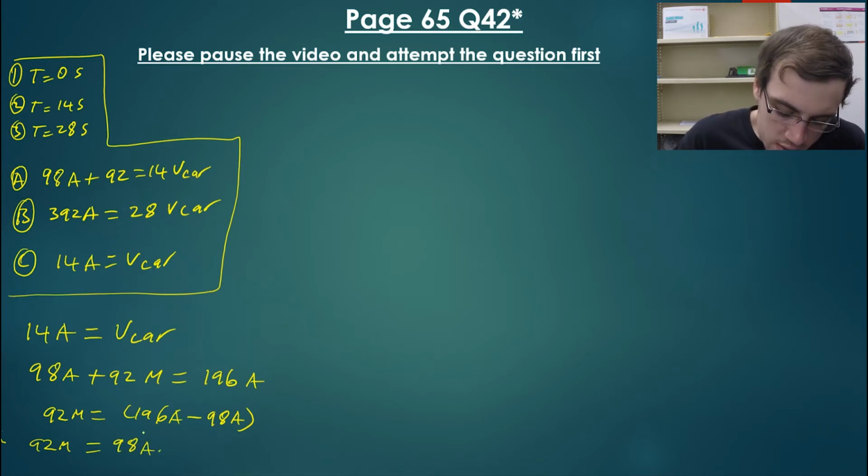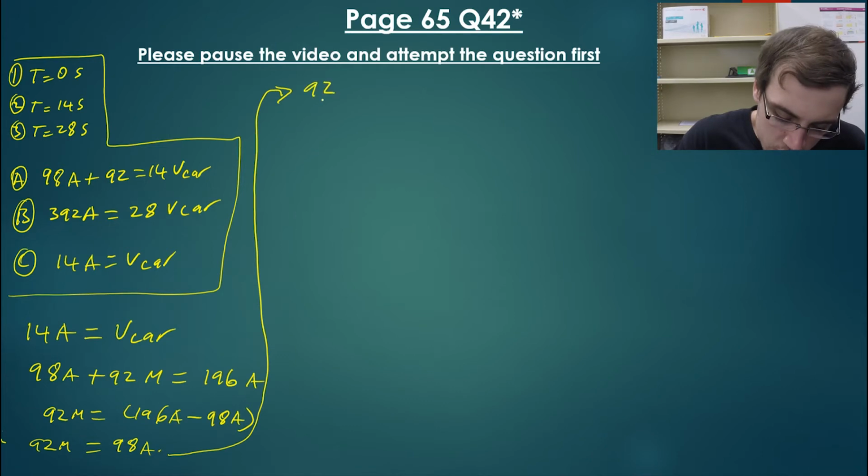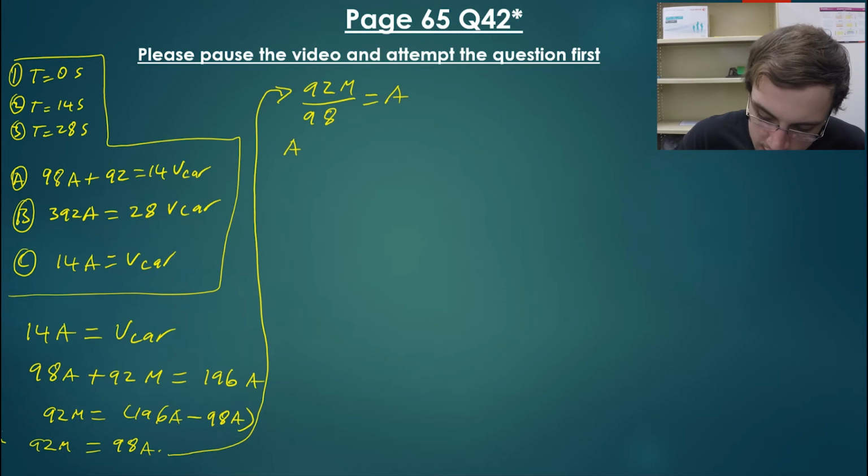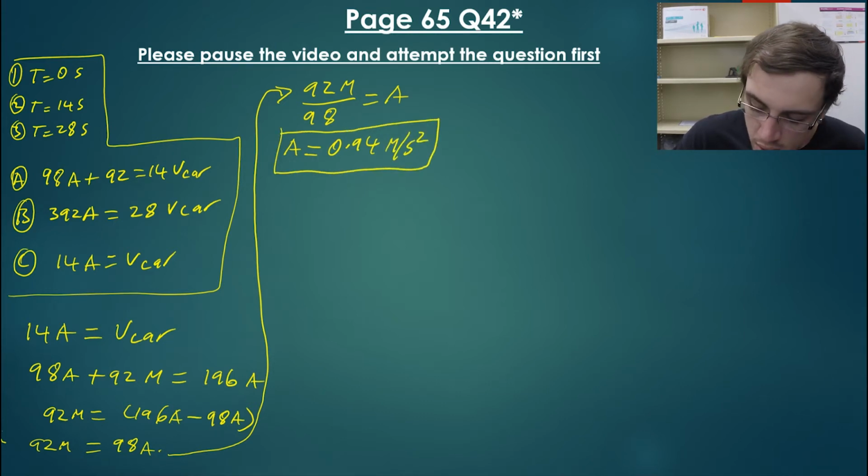So we rearrange this. This is a multiply, so we move it around and it turns into a divide. So we will have 92 meters divided by 98 is equal to A, which means that our acceleration is going to equal 0.94 meters per second squared. So that gives us our total acceleration. This is how much the train is accelerating by.